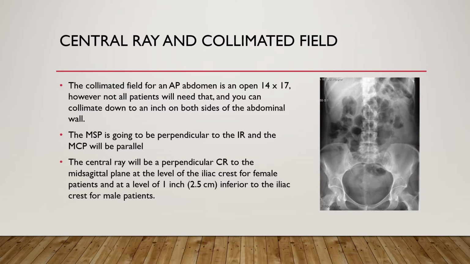For the central ray and the collimated field, an AP abdomen is going to be open at a 14 by 17. However, not all patients are going to need that, so you can collimate down to an inch on both sides of the abdominal wall. The MSP is going to be perpendicular and the MCP will be parallel. The central ray for an AP abdomen is going to be at the MSP at the level of the iliac crest for female patients, and for male patients it's going to be 1 inch inferior to the iliac crest.